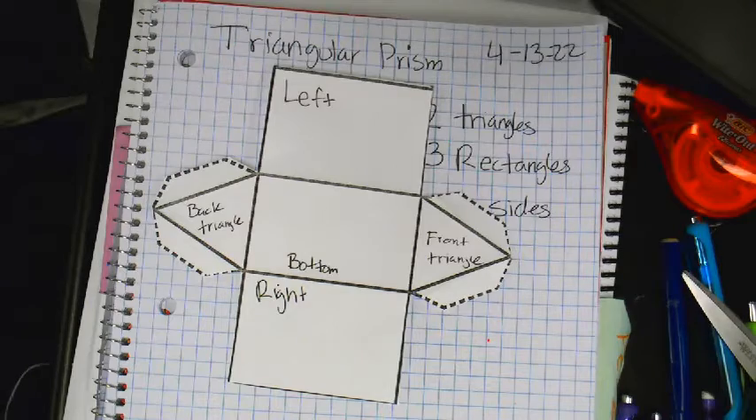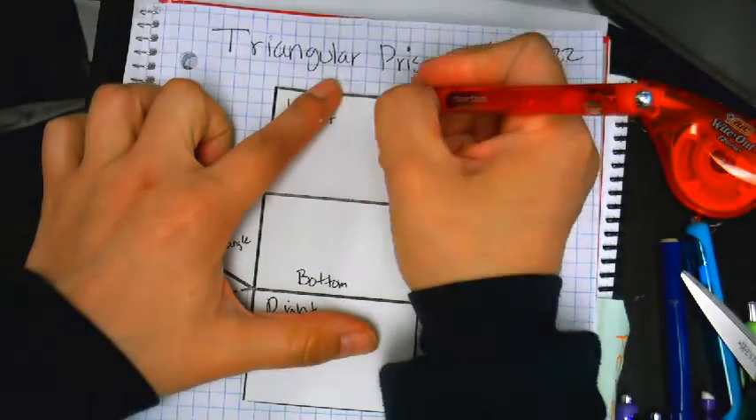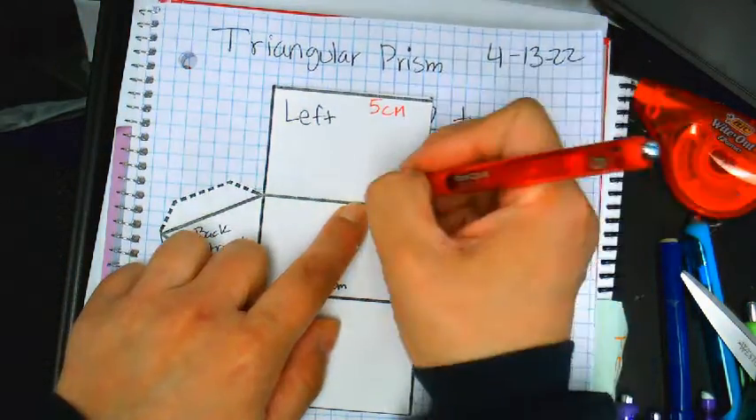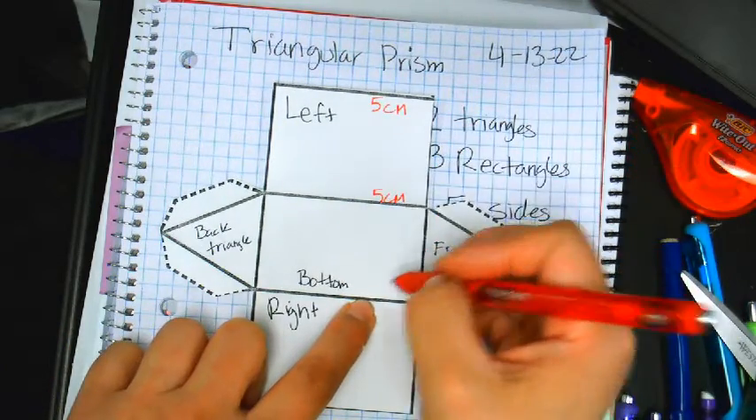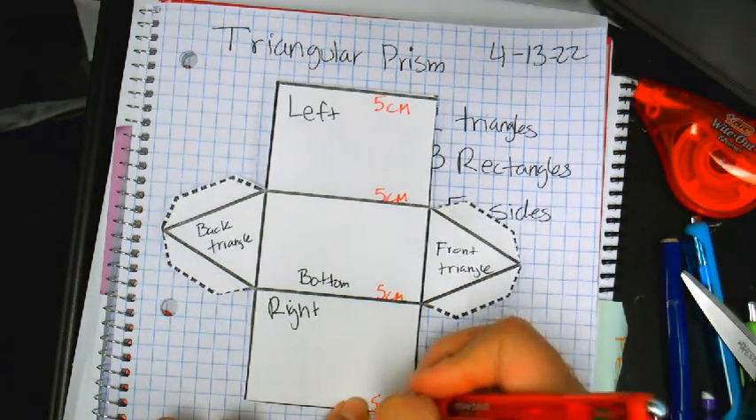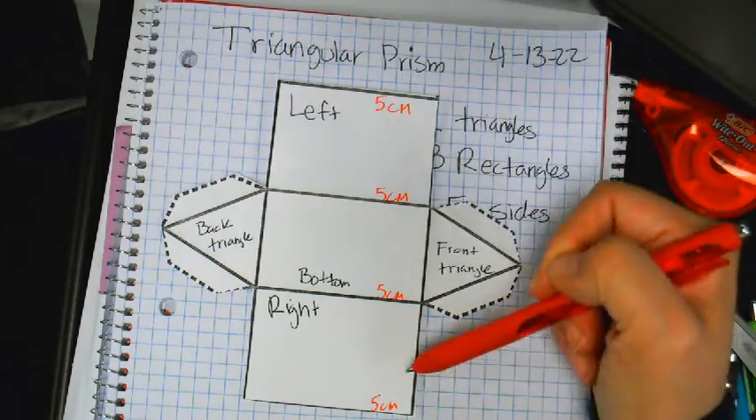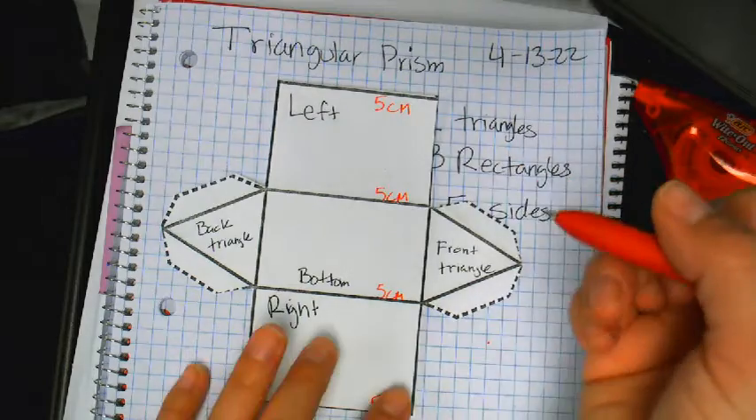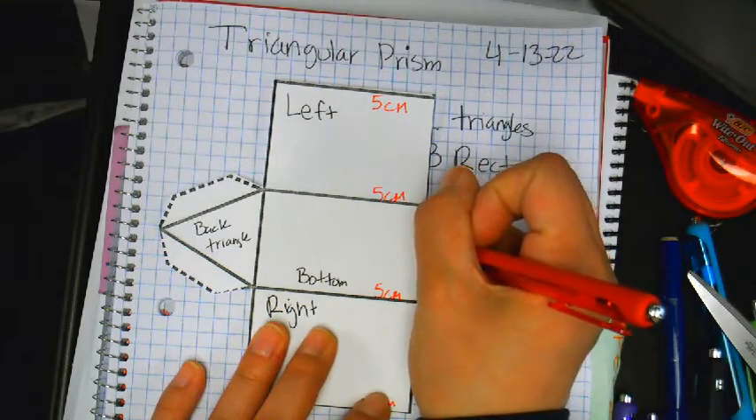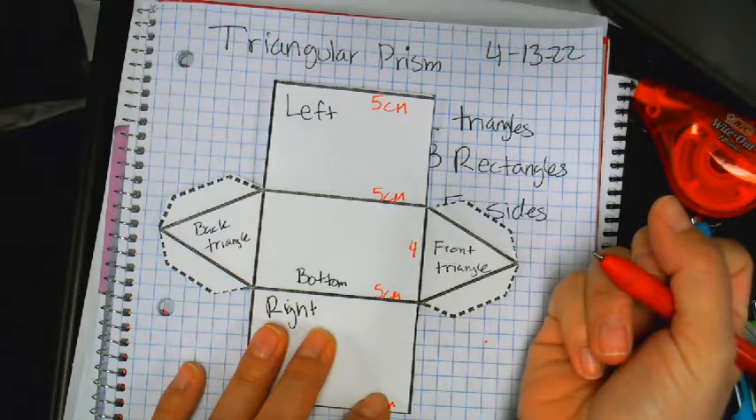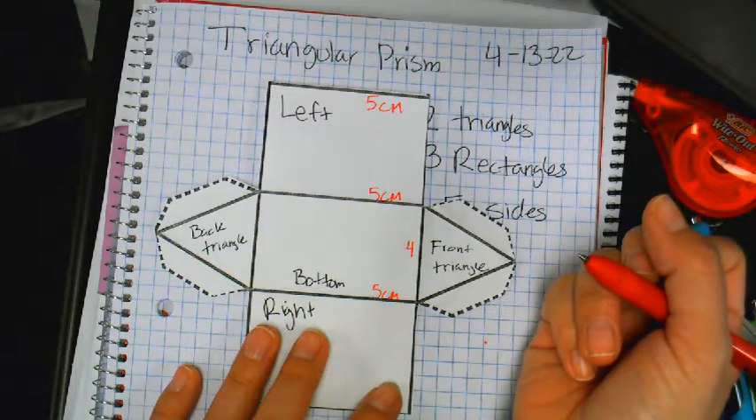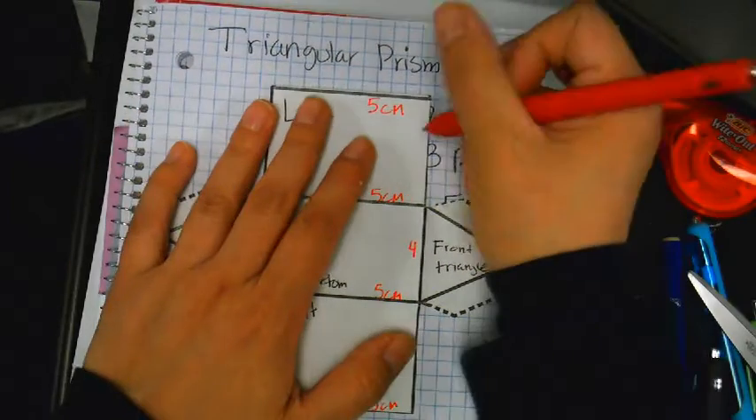All right, so if I say that this side is 5 centimeters, what is this side? 5 centimeters. What is this side? 5 centimeters. And what is this side? 5 centimeters. So all of these are the same. Do you see that? Sometimes they're not, but most of the time they are. This side is, let's say, 4 centimeters. Now, are the triangles going to be the same? No. Triangles might be different.